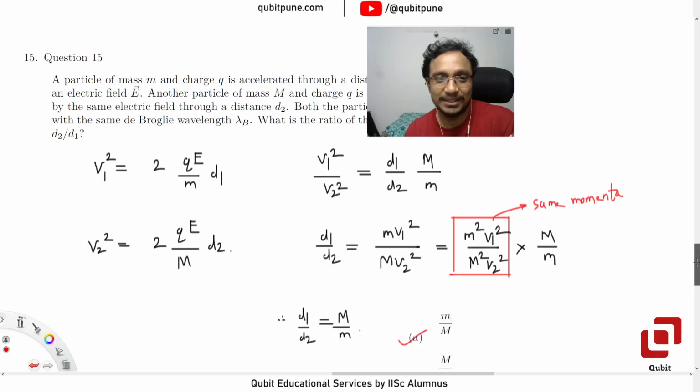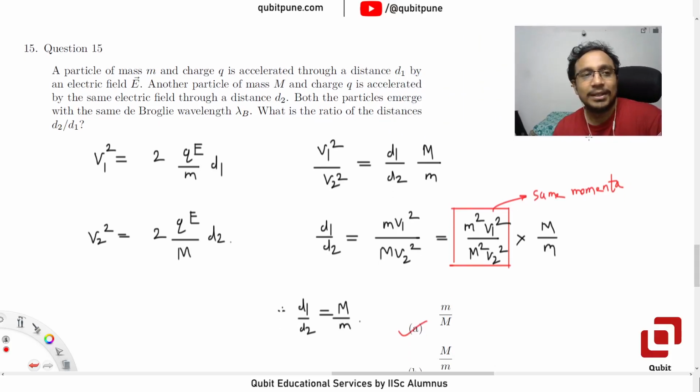Okay, last question. Again, simple one. A particle of mass m and charge q is accelerated through a distance d1 by an electric field E. Another particle of mass M and charge q is accelerated by the same electric field for a distance d2. Both the particles emerge with the same de Broglie wavelength lambda p. What is the ratio of the distances d2 to d1?